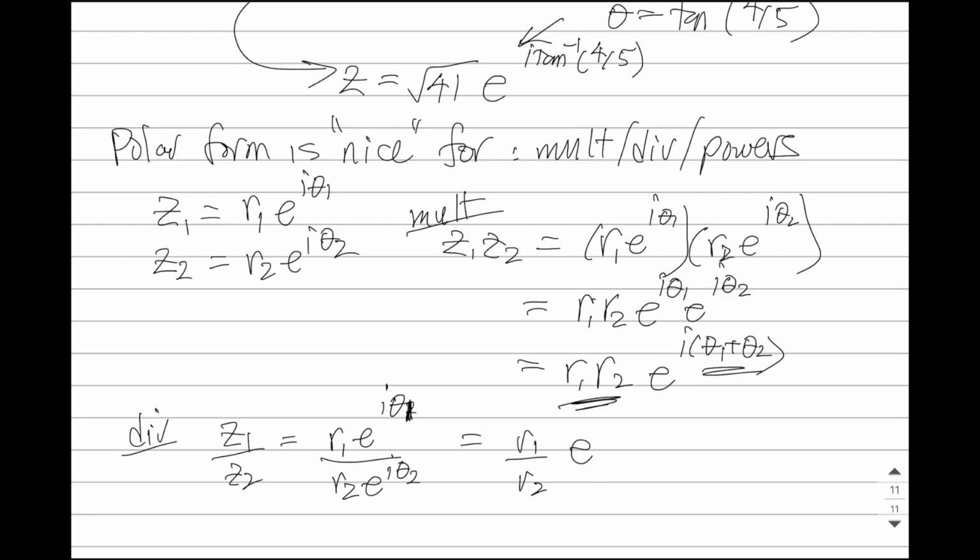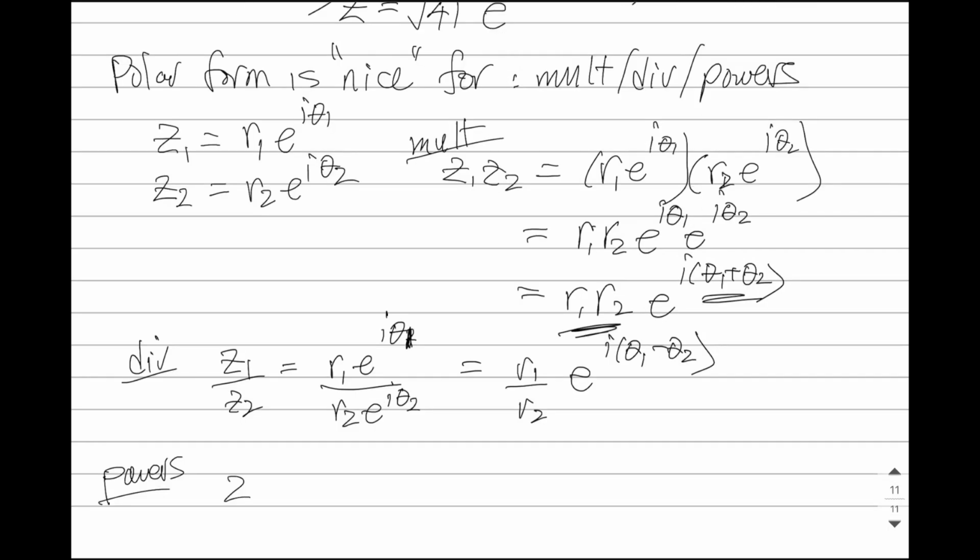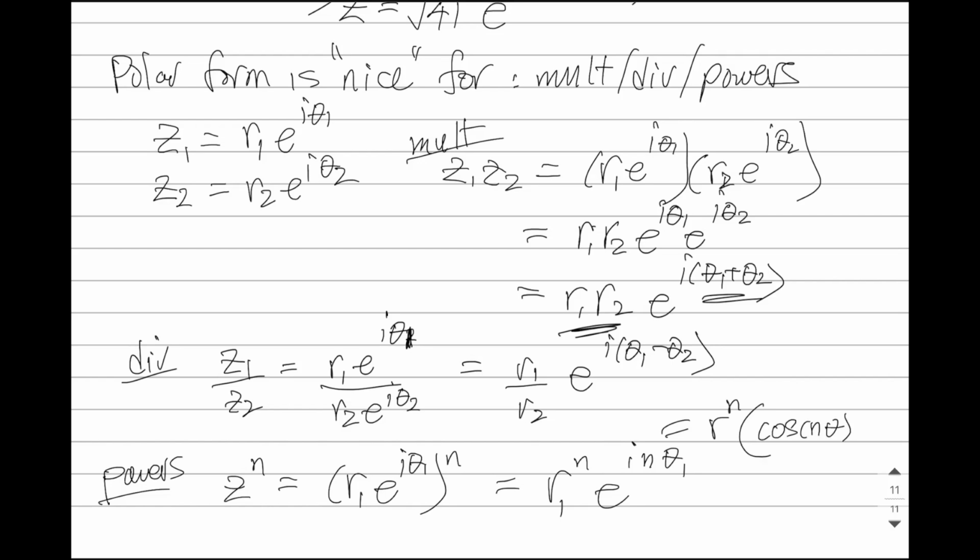And powers, z to the power of n: you're going to take some complex number and raise it to the power of n. The magnitude gets raised to the power of n, but the argument just becomes a multiplicative factor, i n theta 1. If you wanted to, you could write this in full trigonometric form. This would be cos of n theta 1 plus i sine n theta 1. This is called de Moivre's formula.